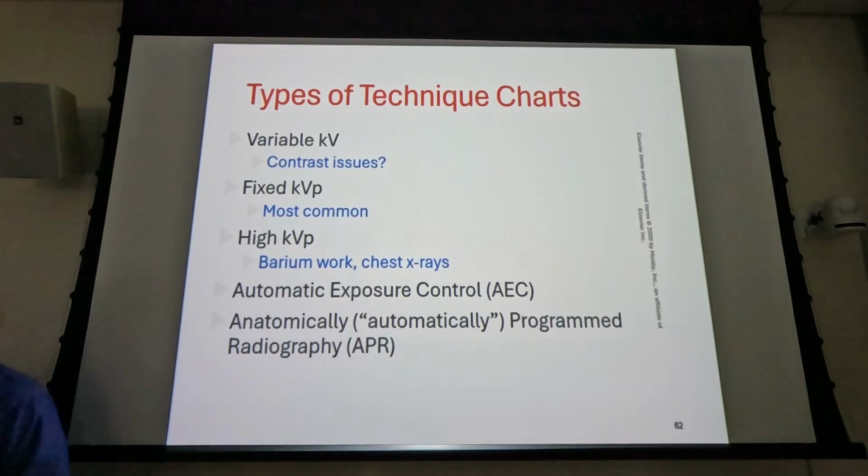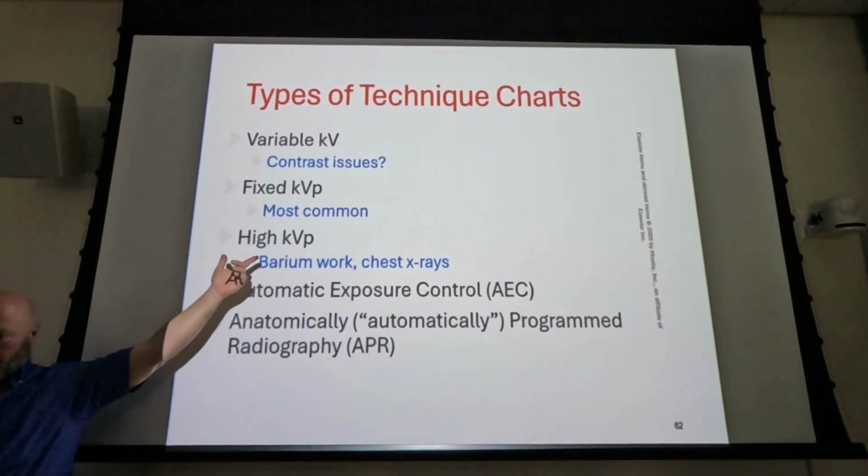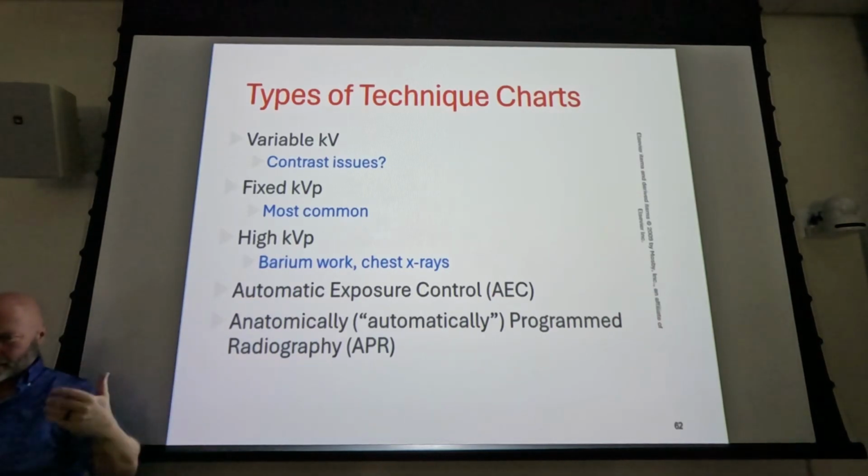So those are really the most common types of technique charts. When I say fixed kVp, that is considering all of this down here. If you consider everything that the machine sets up, anatomically programmed radiography is the most common on new equipment, right? But it does not invalidate that it's still a fixed kVp chart. Does that kind of make sense? Yeah.